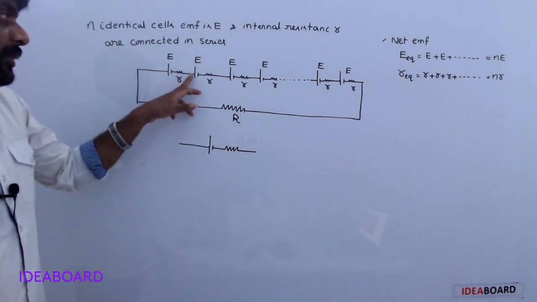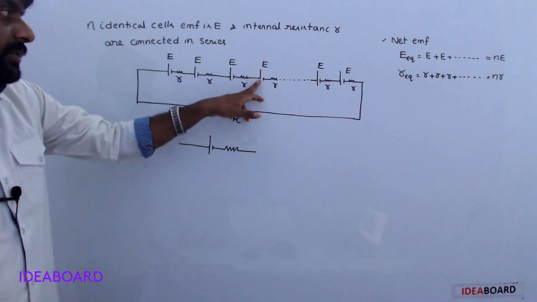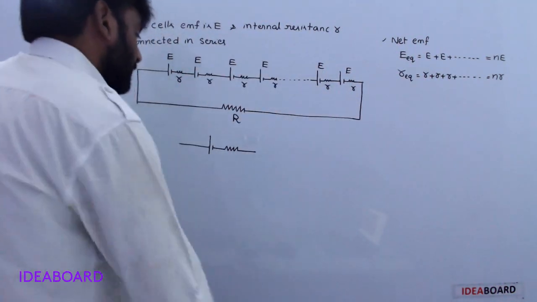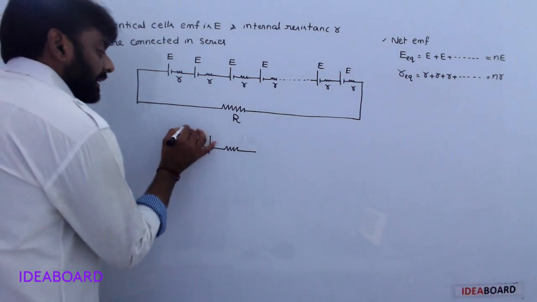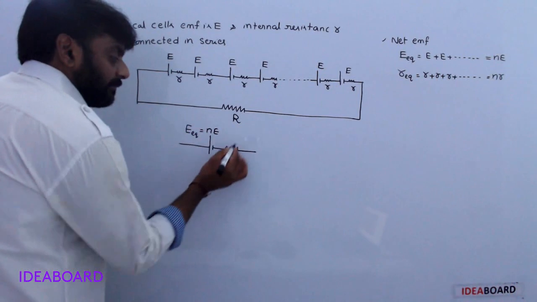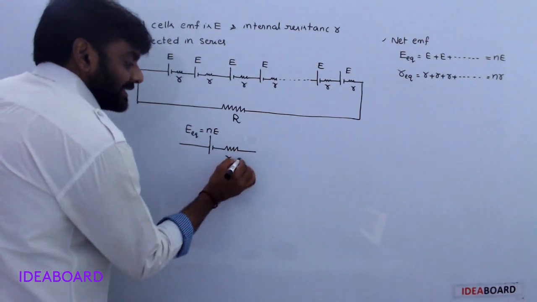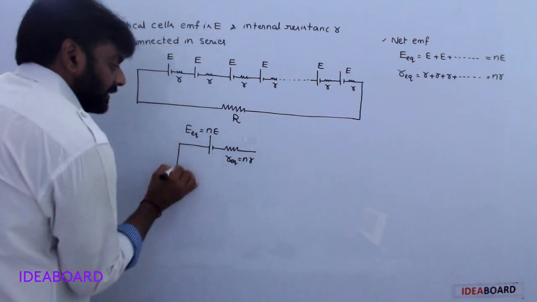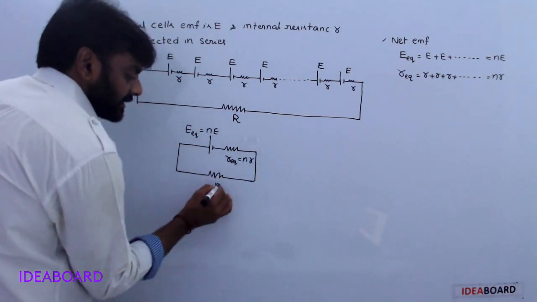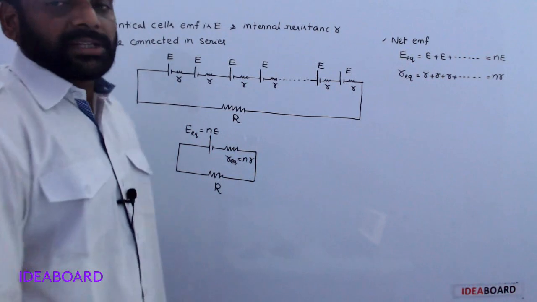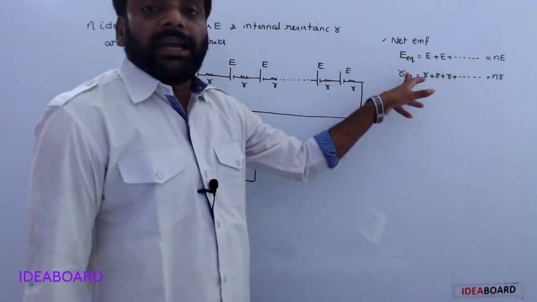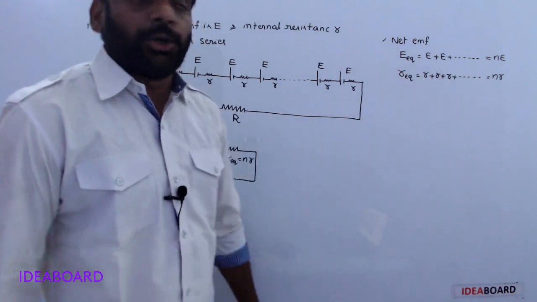Here negative is connected to the positive, negative connected to the positive, like that one. All are in series combination. Now here equivalent EMF is equal to NE, R equivalent is equal to NR. This is connected to the external resistance R. Net EMF is equal to NE, total internal resistance is equal to NR.